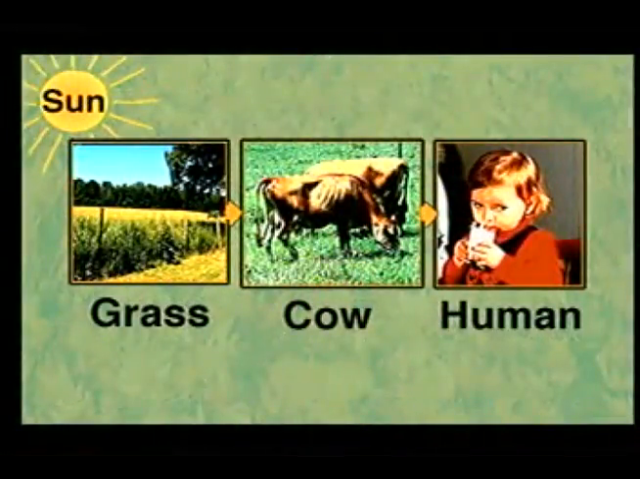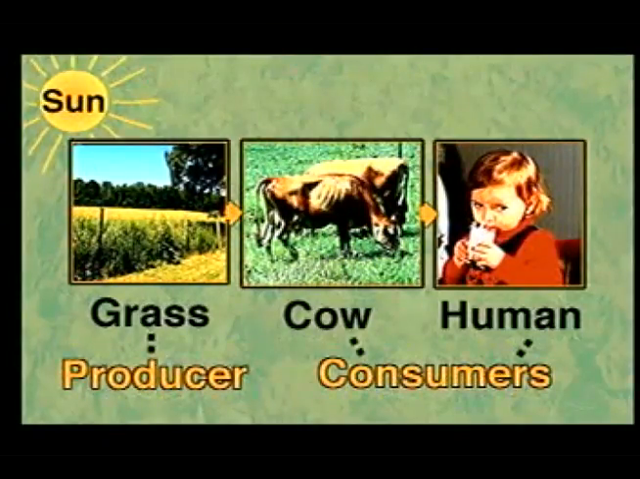This food chain is a little longer. You can see the sun gives the grass energy, and then the grass is eaten by cows, which create milk that we drink. In this food chain, grass is a producer, with the cows and people being consumers.